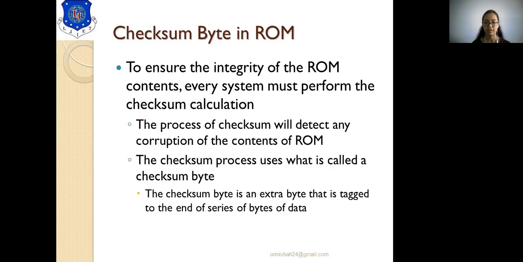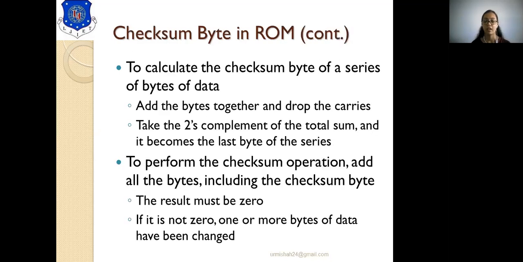Let's take an example. Suppose I have 4 data bytes present in my ROM space. The first is 10, the second is 20, the third is 10 and the fourth is again 20. So let's add all 4 data bytes: 10, 20, 10, 20. It will give you 60H. The total data of your ROM is 60H.